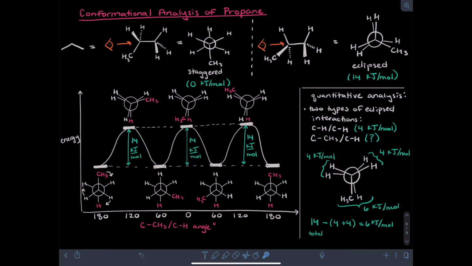This indicates that it is less favorable to have a methyl eclipsing a hydrogen compared to two hydrogens eclipsing each other. This is due to the larger size of the methyl group compared to hydrogen.